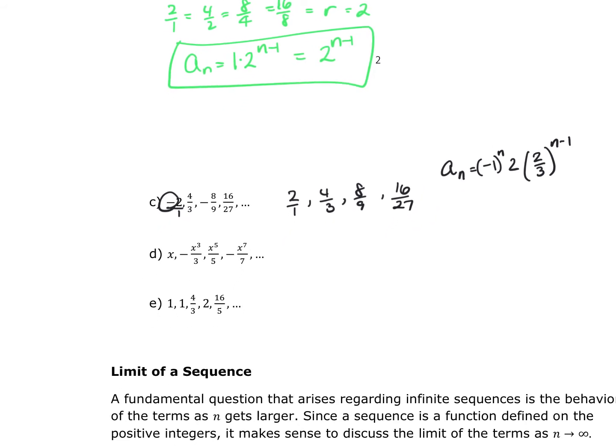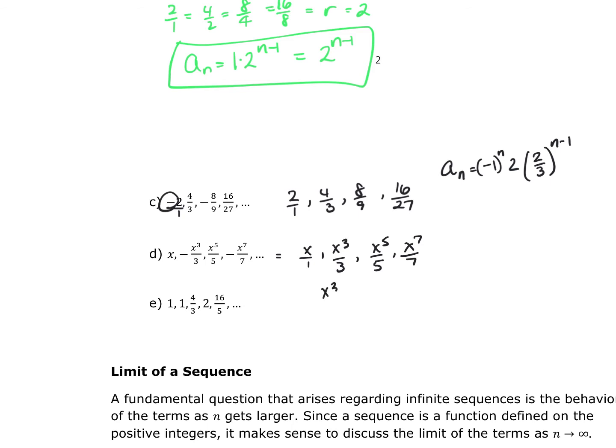And I take a look at D and I think, I've got x's in there. How am I going to deal with that? Well, it's alternating again. So let's write this without the negatives, and let's write this over 1. x cubed over 3, x to the 5th over 5, x to the 7th over 7. Well, what it looks like is that the ratio probably won't be the same, but let's check it. I can tell you the difference isn't going to be the same. So I know it's not arithmetic.